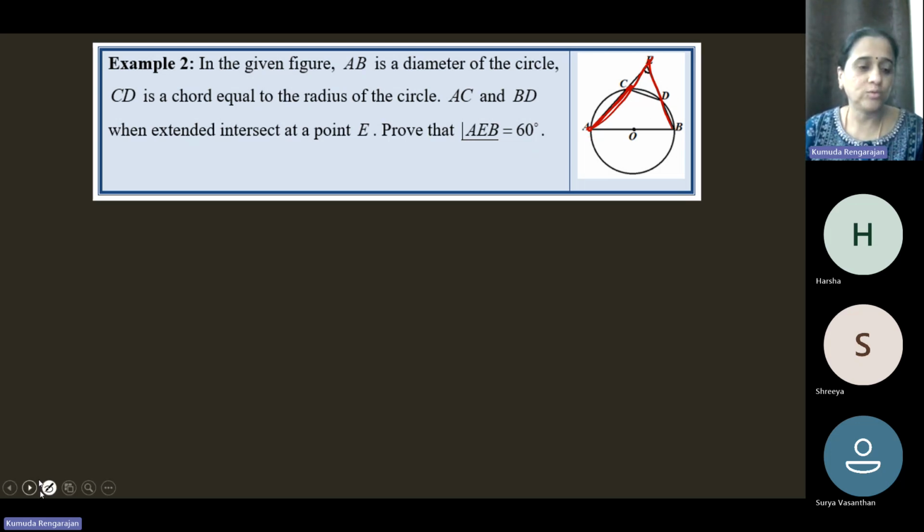With all this given to you, you need to show that angle AEB is equal to 60 degrees. All right.